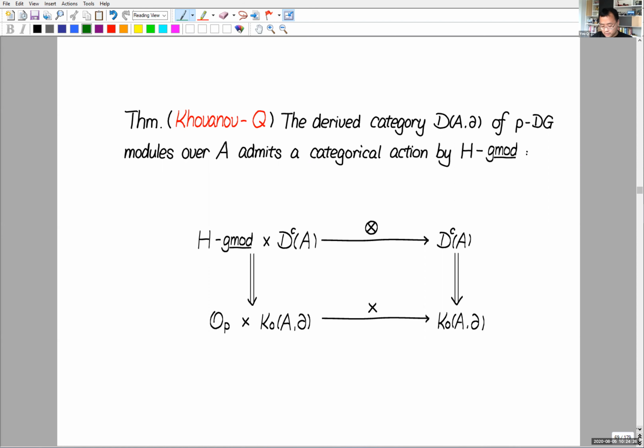So this is K0 of A by definition, the K0 of this triangulated category DC of A. That's something we really haven't discussed in this lecture, but it's a smaller subcategory of the big derived category so that the Grothendieck group makes sense.